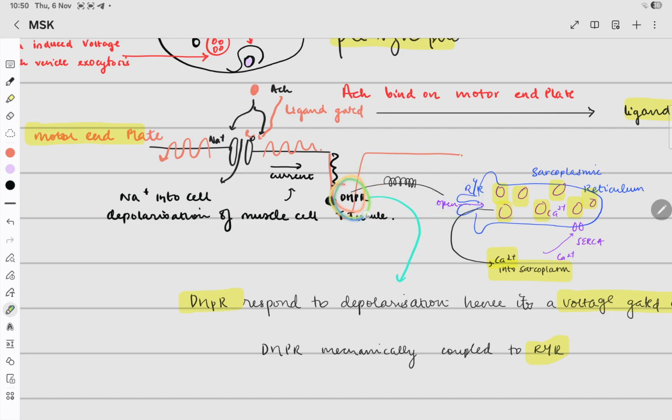Whenever DHPR is depolarized, it also depolarizes ryanodine receptors, which ultimately opens. When this is opened, the sarcoplasmic reticulum, which is filled with calcium, releases the calcium inside it to come outside into the sarcoplasm. So that is what is happening. There is an increase in calcium in the sarcoplasm. This is known as muscle cell depolarization, which further causes muscle contraction, muscle relaxation, and so on.